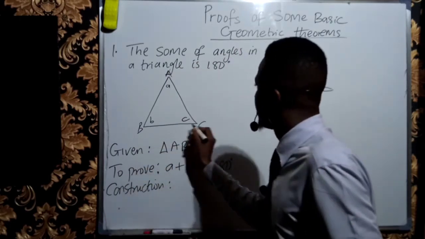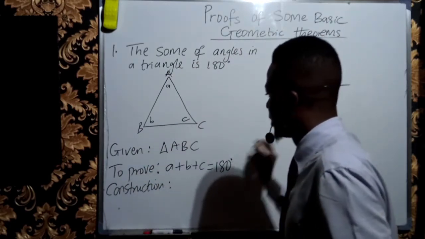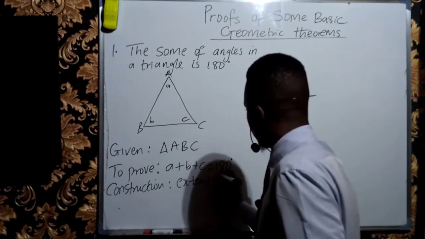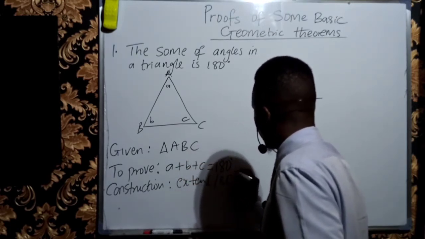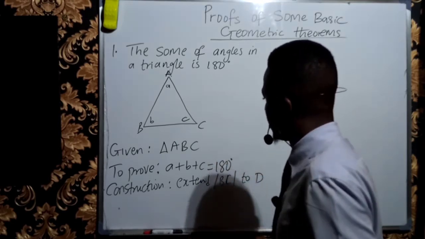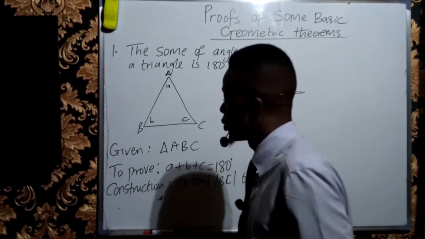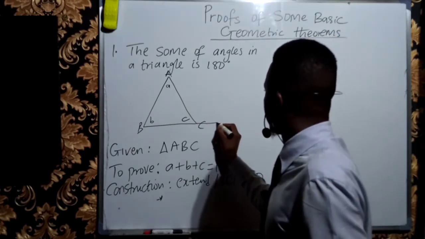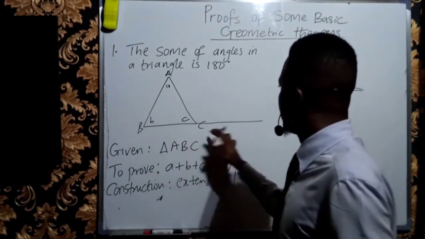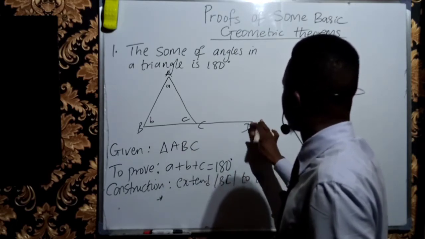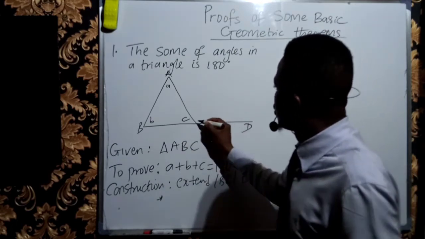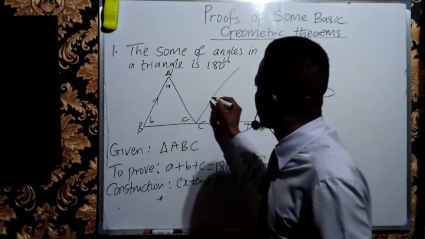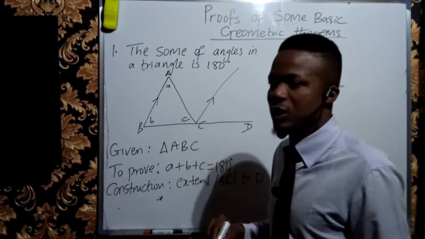Construction: I want to extend this line BC to a point D. Also, I need to do another construction here. I need to draw a parallel. So let me extend first. I have extended BC to a point D, for instance. Now the next construction, I need to draw a line here that will be parallel to this particular line AB. Without this, I cannot get this proof, which I want to do.